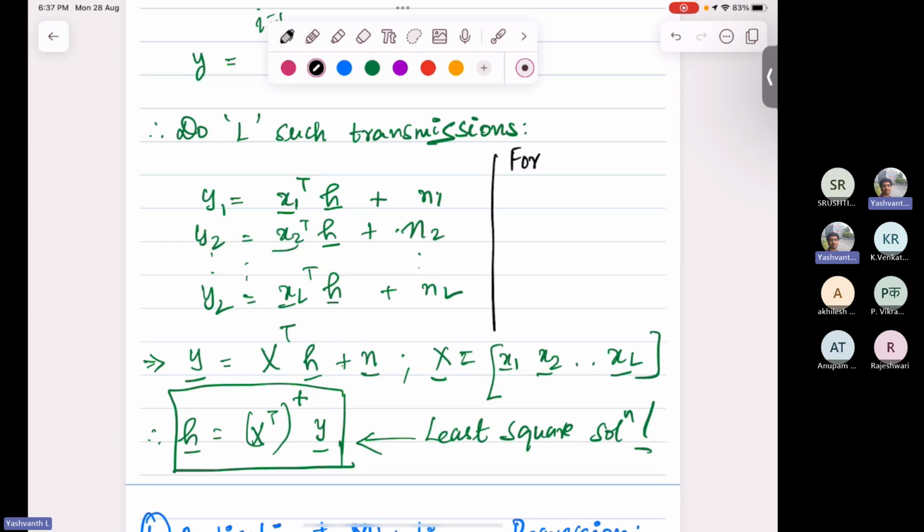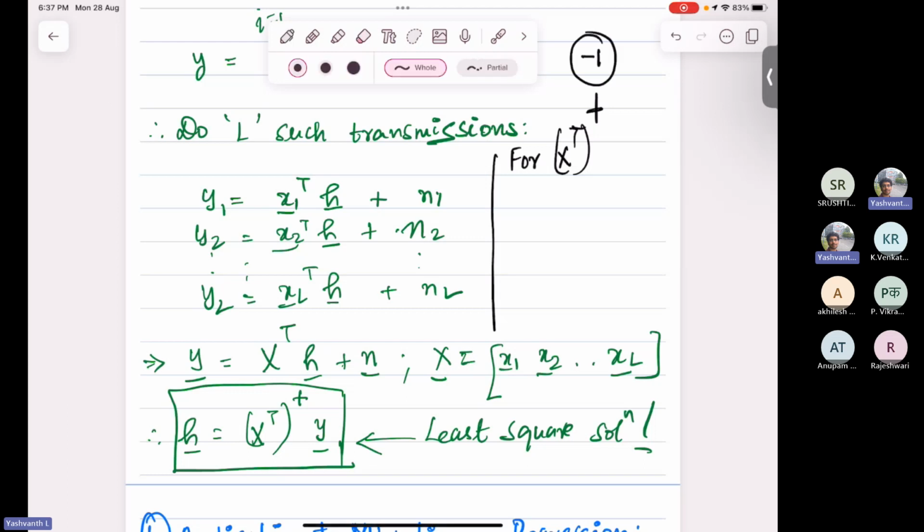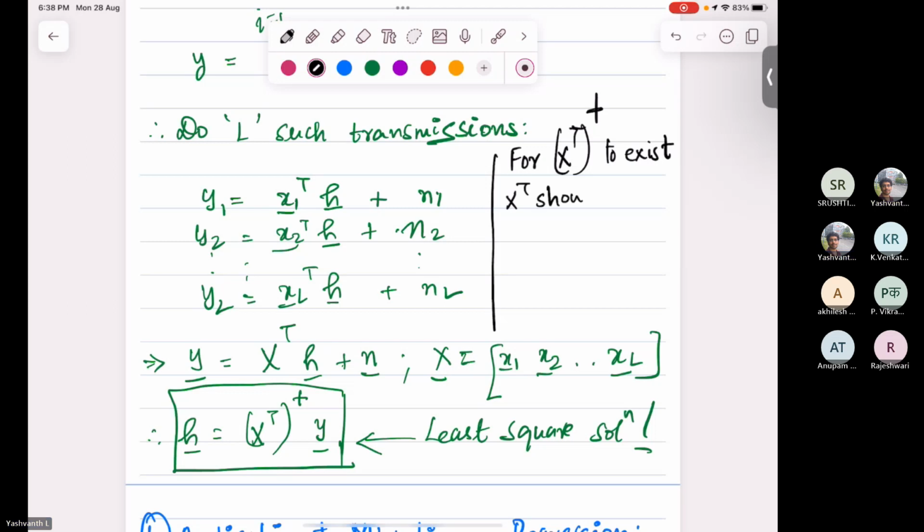Now, for X transpose pseudo, this part, if I put a plus mark on top, that indicates a pseudo inverse, not a proper inverse. Proper inverse means I've written -1, but now I will just write something like a plus. For it to exist, what should be the condition? Can anyone tell? What is the condition that X transpose should satisfy? X transpose should be full column rank. Correct? Is it correct or not?